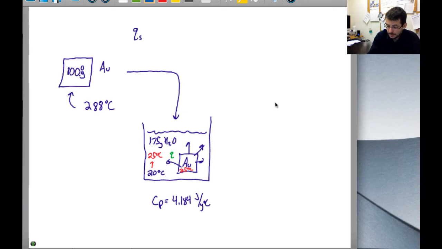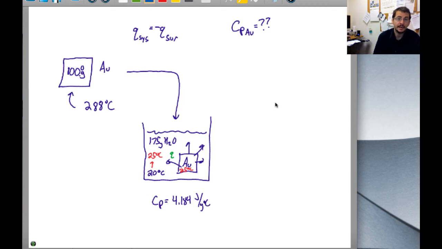Because Q of the system is equal to negative Q of the surroundings. The heat lost by the system is the heat gained by the surroundings. If we know the surroundings' behavior, we can figure out the system. So we're going to use this setup to figure out what the heat capacity of gold is.